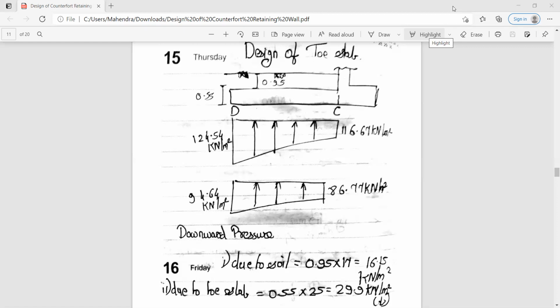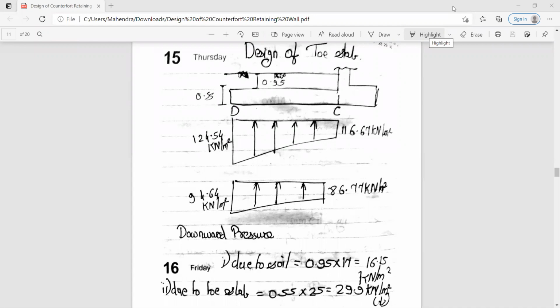We are running short of time. We are having last 2 minutes. So we'll see the design of the toe slab in the next lecture. By tomorrow, we need to complete the design of counterfort. And from tomorrow, we are going to start with the design of water tank. So we'll complete the design of the toe slab as well as the design of counterfort in tomorrow's lecture.